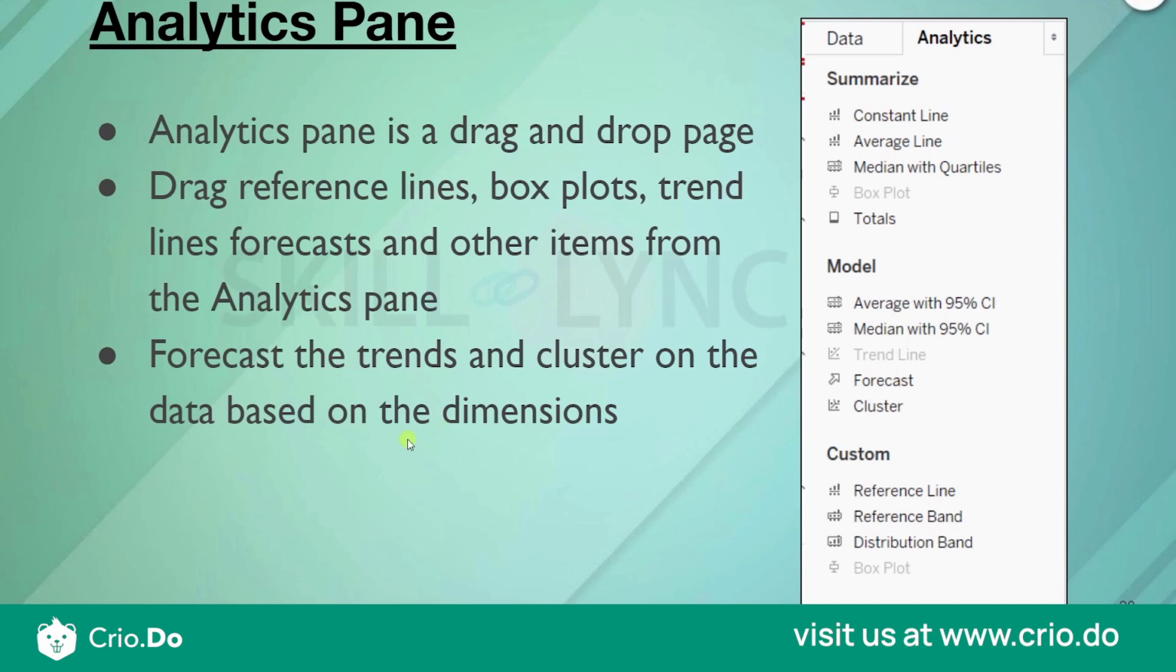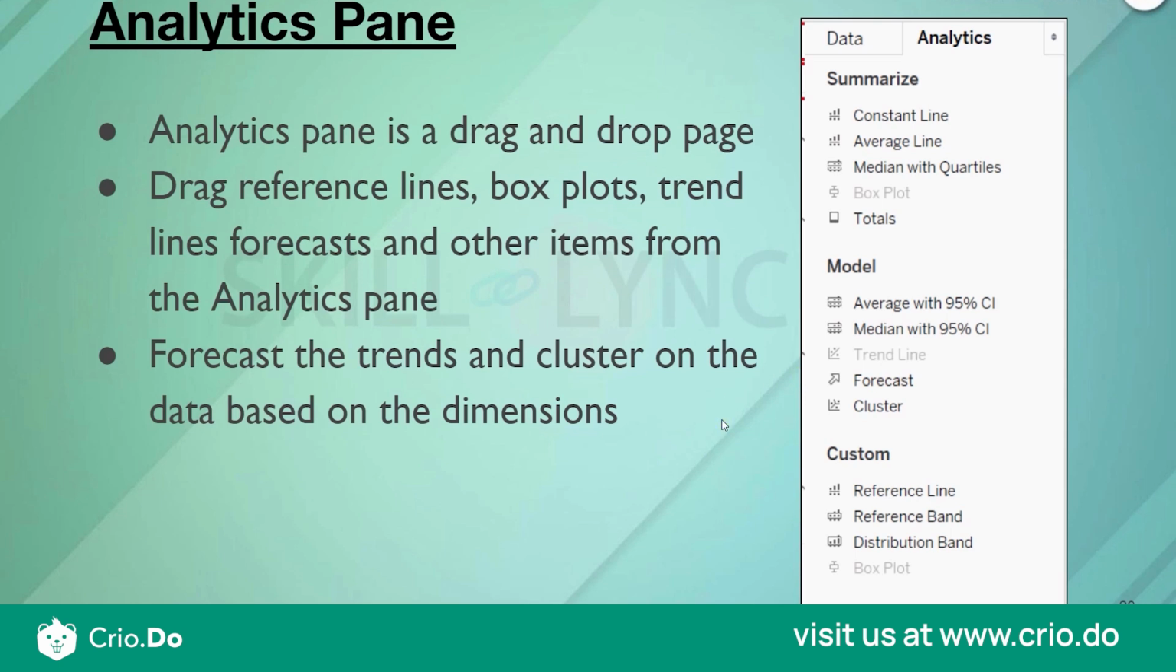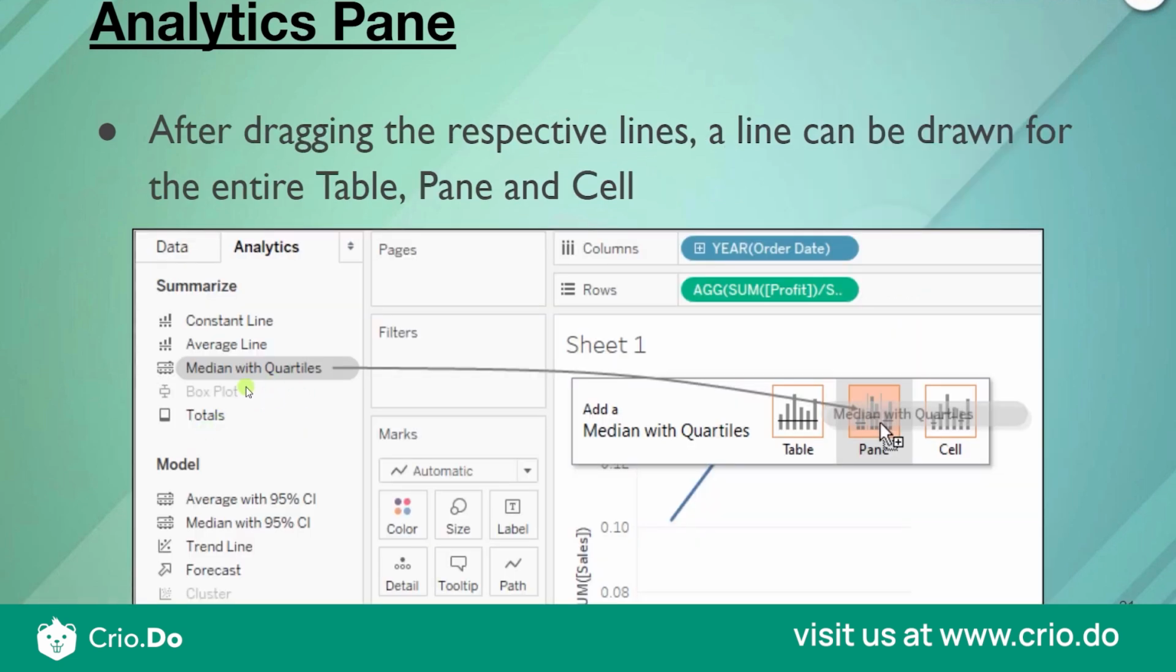Forecast is also used to forecast trends and cluster groups on your data based upon the dimensions available on the view. To add this analytics onto your view, you just have to drag and drop the items onto the view page like this. If you just drag the median with quartiles onto the view page, it will show what are the possible items you can do with that line. It will ask you what the possibilities are. You can drag it onto your table, onto your pane, or onto your cell. The option you select will be displayed according to the table, pane, and cell.